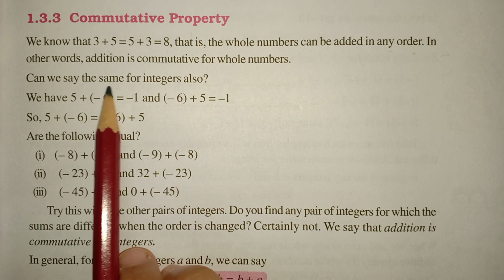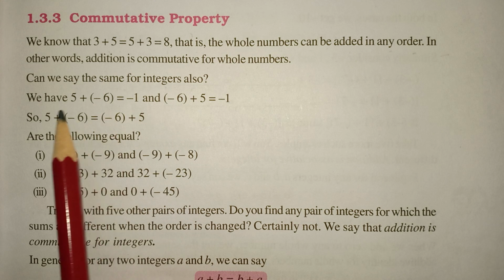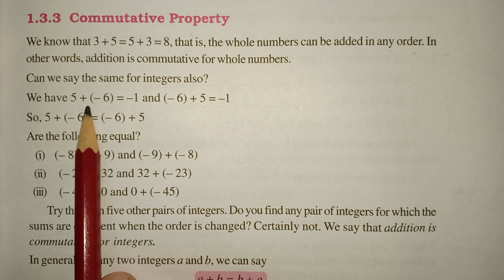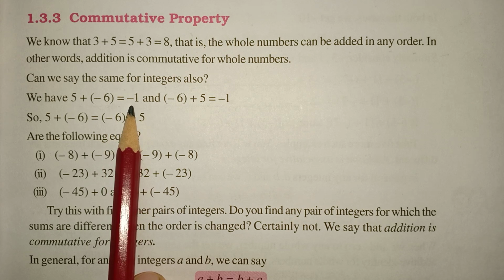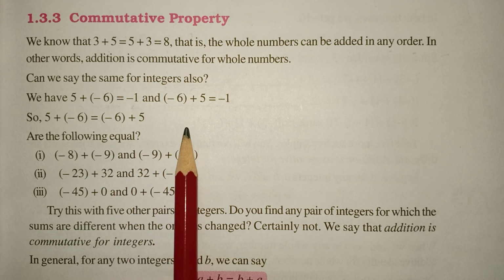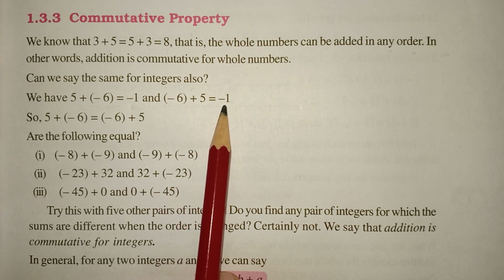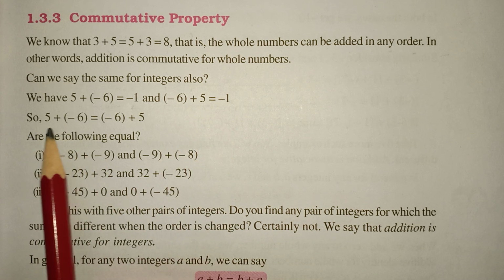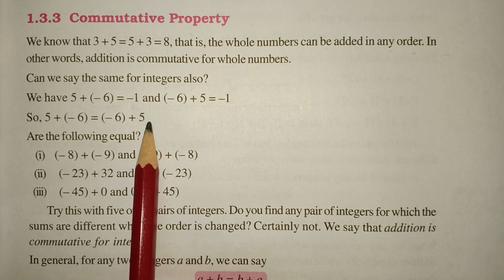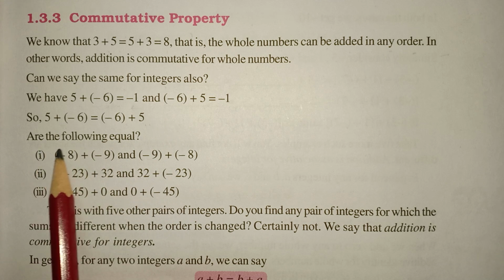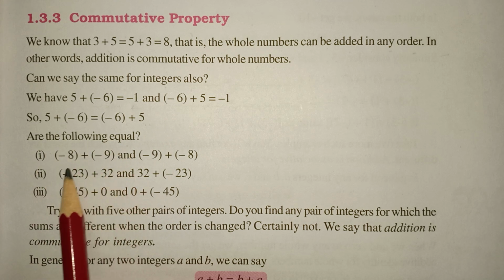Can we say the same for integers also? We have 5 plus (minus 6). It gives the answer minus 1. If we change the position, that is minus 6 plus 5, again the answer is minus 1. So, if we change the digits, the answer will not change. Are the following equal? Check for the 3 sums.